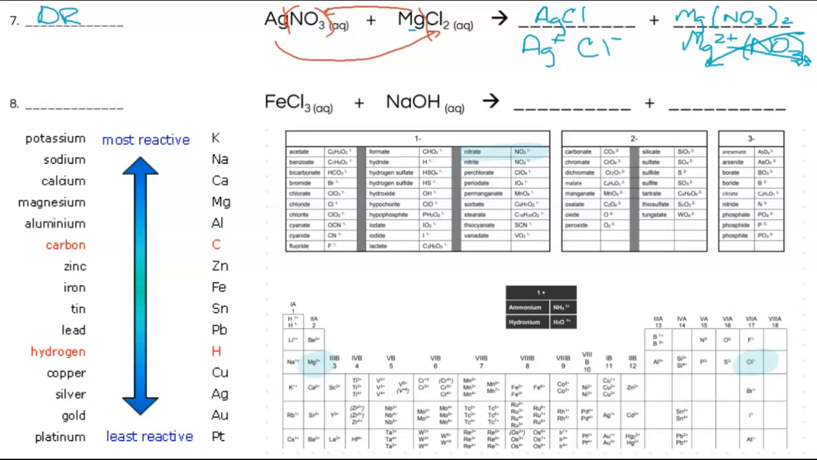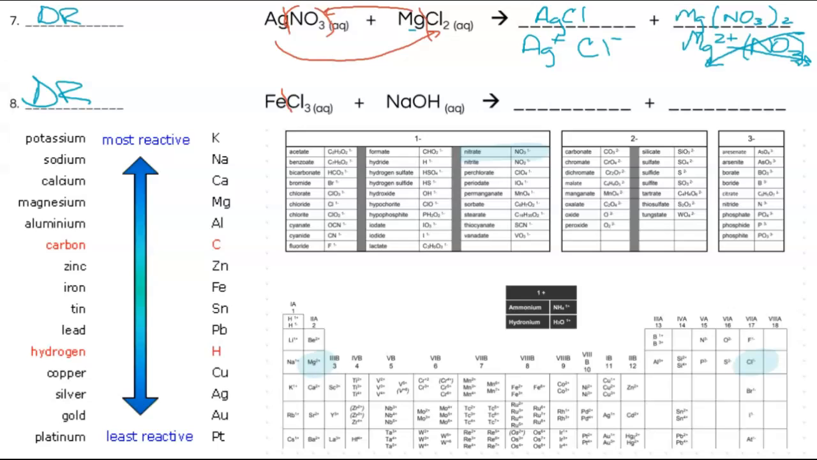For all of the reactions we've done so far, that would be acceptable. But the positive metal has to be in front and the negative anion has to be at the end. For number 8, similar. Another double replacement reaction because I've got 2 ionic compounds, so this one is double replacement. I'm going to split and switch.